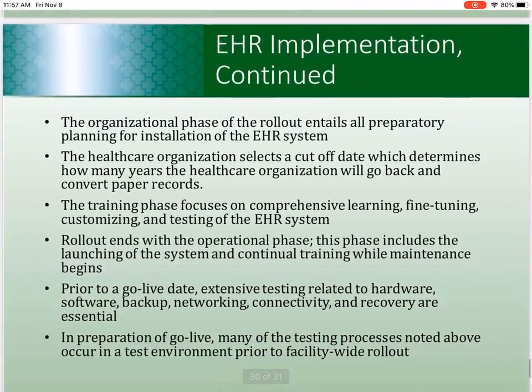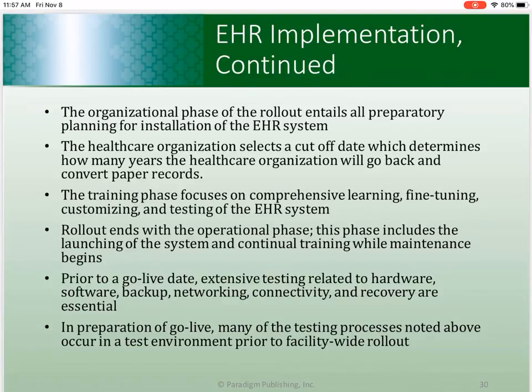Now, for our organizational phase, this entails the plan for installation of the EHR system. This is usually complete once the rollout begins. The healthcare organization selects a cutoff date, which determines how many years the health organization will go back and convert paper records. For example, the facility may choose to go back for 5 years, and all of those years of records will be digitally converted to the EHR.